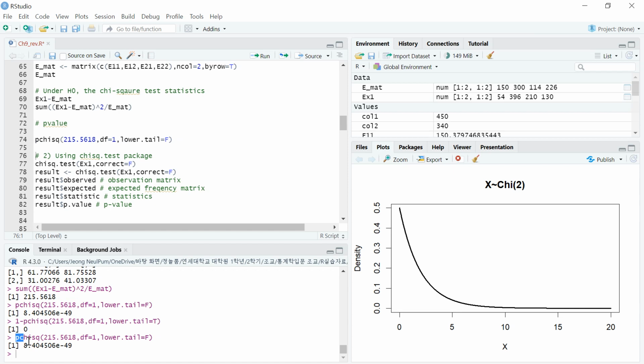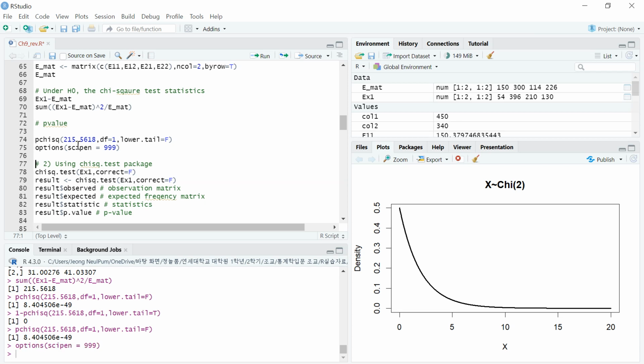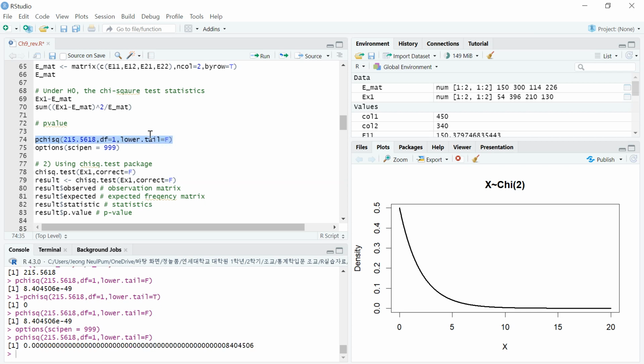And in this case, we get this result, but this is scientific notation. So if you want to get the numeric expression, you have to run this code. This code will help you read it in numeric notation. After running this code, and then p chi-square distribution again, you can see that it is very close to 0, which is much less than 0.05, which is the significance level of our own test.